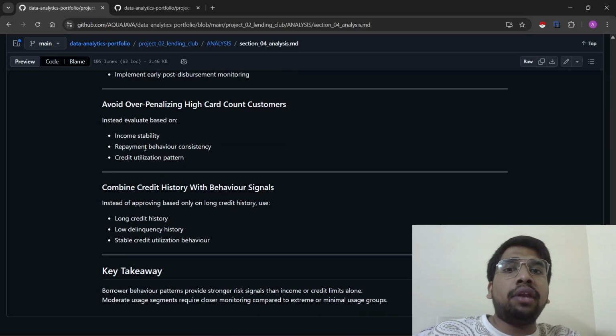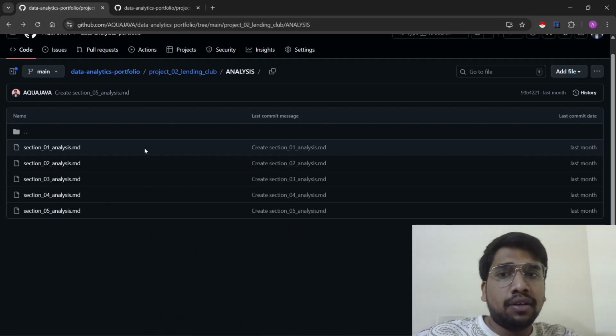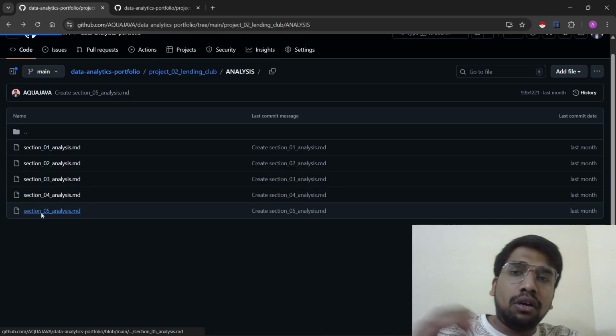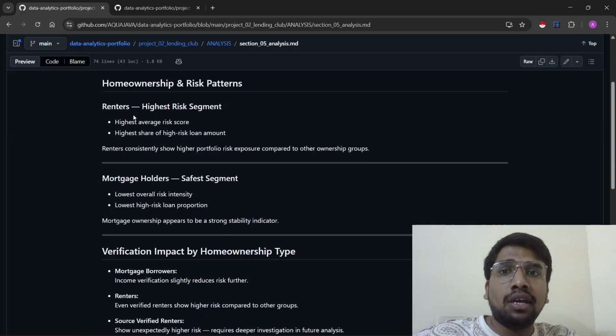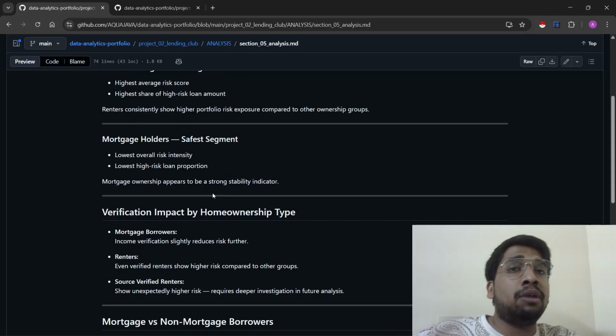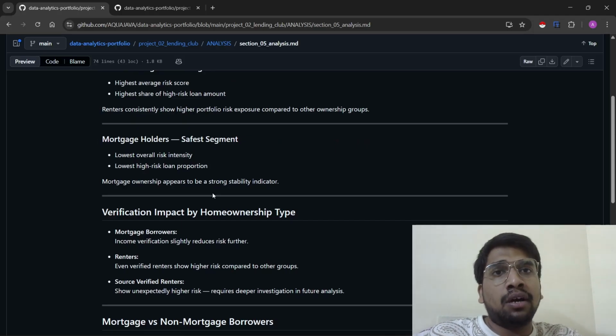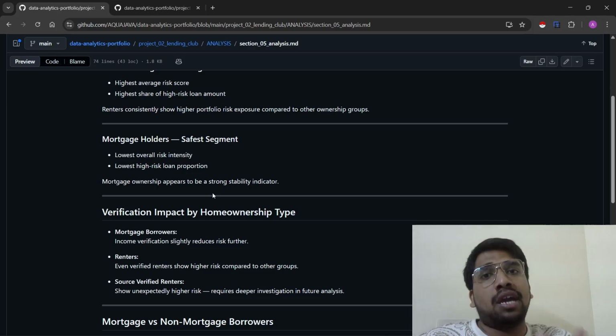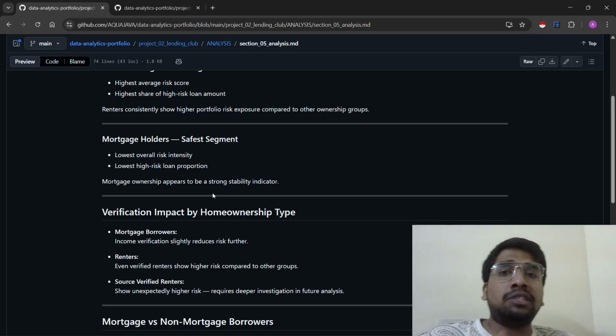So from this you can read the entire analysis here, whatever I had done individually. If I open section 5, you can see that renters are the highest risk segment. Mortgage holders are the safest segment, which is kind of paradoxical because they already have loans and mortgages, but still their overall risk was lower.